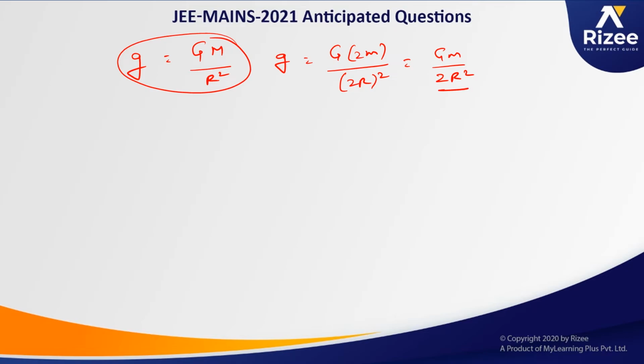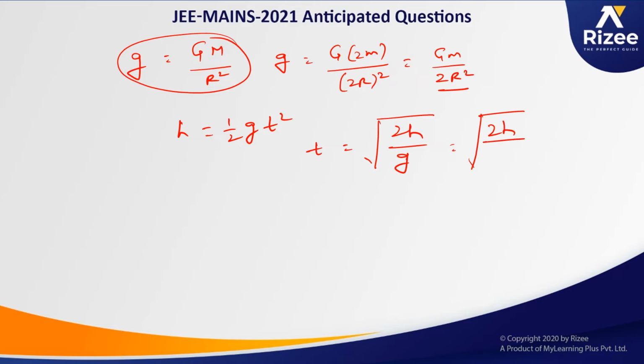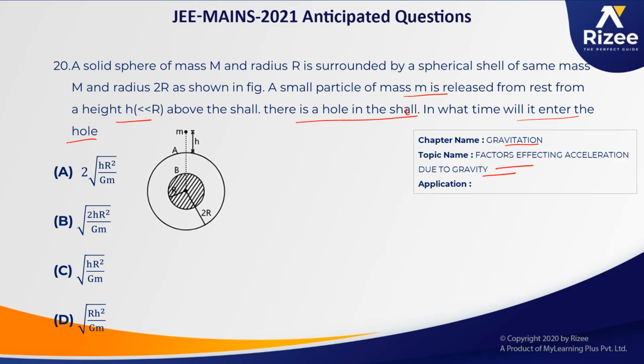This is your acceleration due to gravity, and the height it has to fall is h is equal to half g t square. The time he is asking, so t is equal to root over 2h by your new acceleration due to gravity, that is root over 2h by Gm by 2r square. On solving this, you can take the 2 outside: t is equal to 2 into root over h r square by G m. This is the time taken. This should be your option A, the correct option.